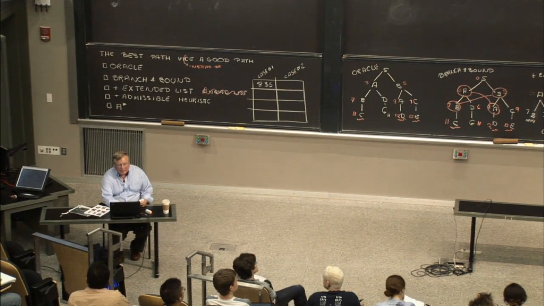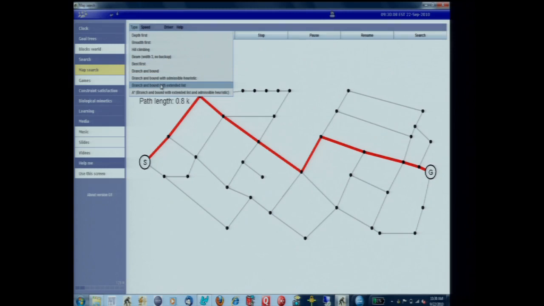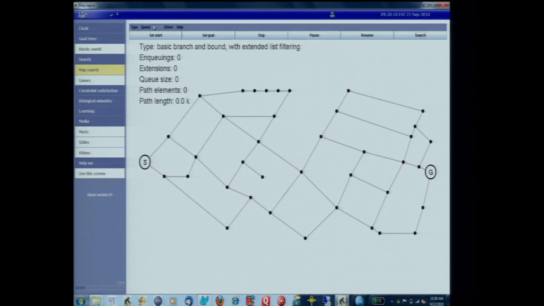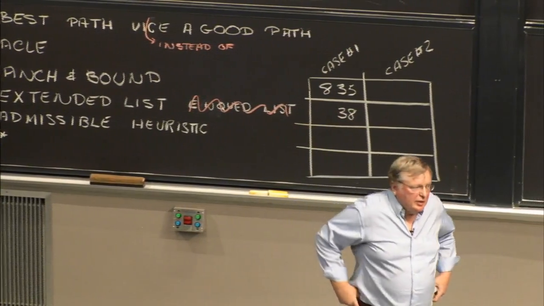So let me change the type to branch and bound with an extended list. I'm going to turn the speed down a little bit so we can watch it. Might take the rest of the hour, who knows. Still doing a lot of work, still examining a lot of paths. But look at that. Instead of 835 extensions, it only did 38. So that's a pretty substantial savings, and you would never not want to do that.